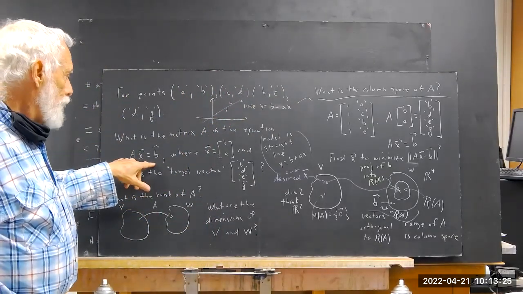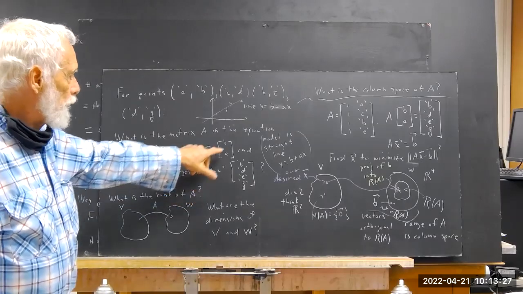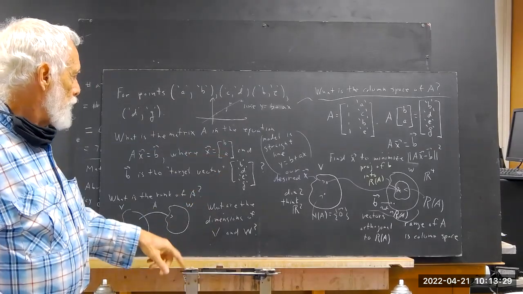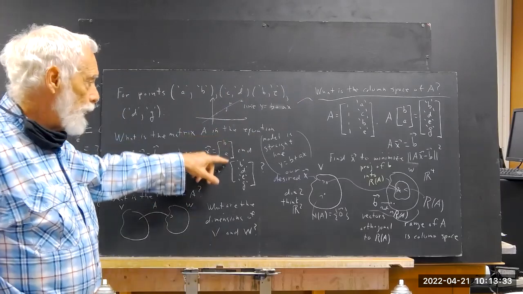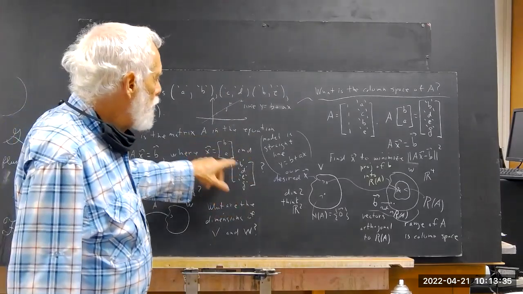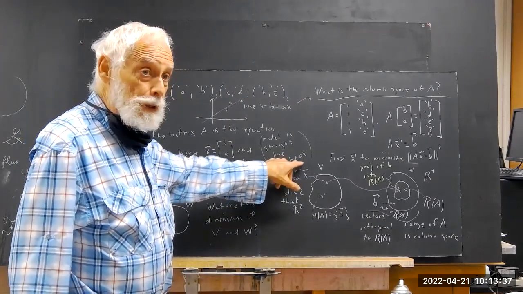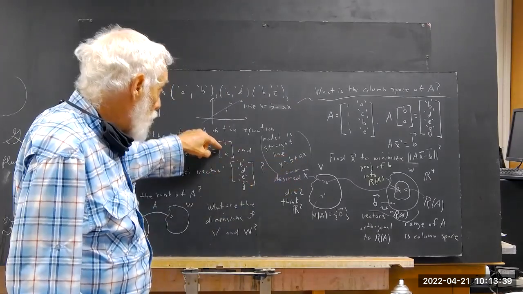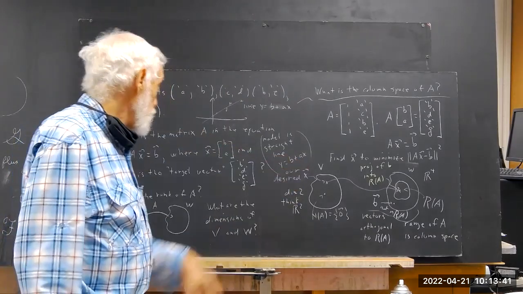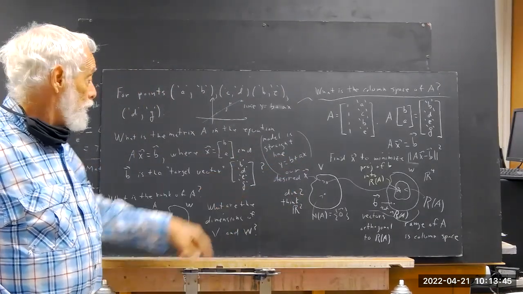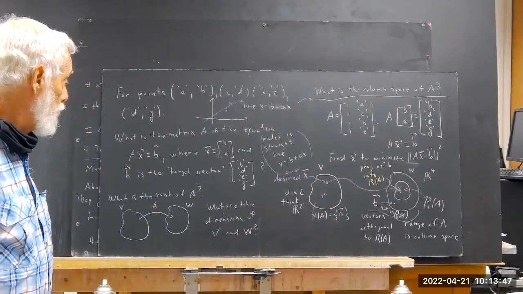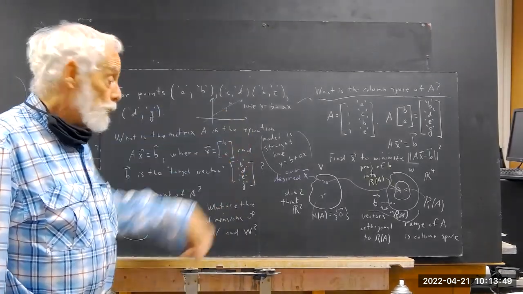So it's Ax equals b, where x equals (b, a), the parameters of your straight line, the y-intercept and the slope of your straight line. And b is your target vector, which is a set of y coordinates. Okay.